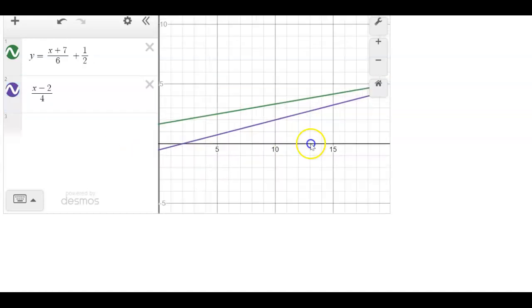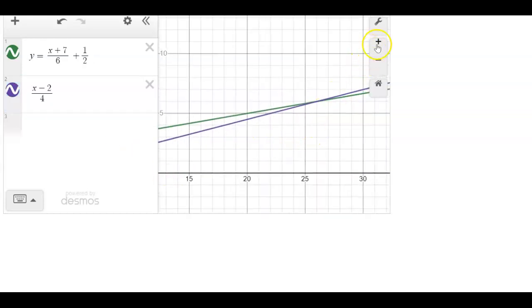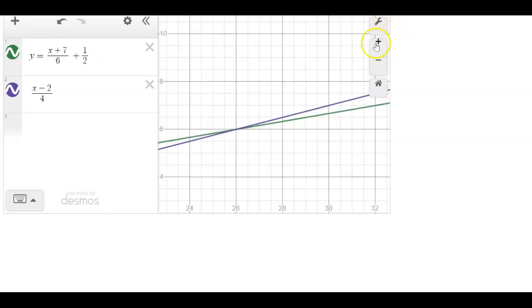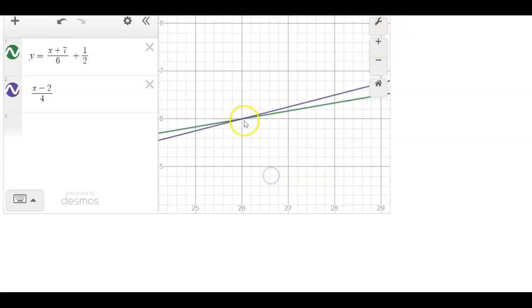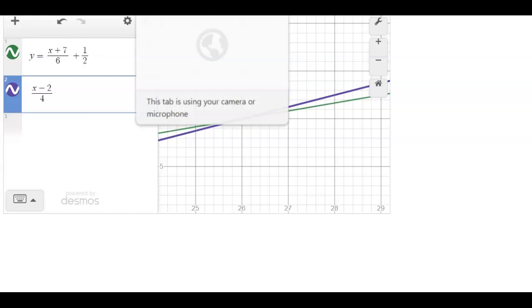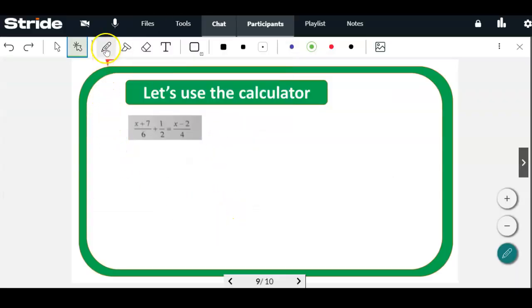Okay, so it looks like we need to scroll over, maybe zoom in a little bit so we can see where this crosses. So 26 is the correct answer. So x would be equal to 26 here. Make sure you understand how to use that calculator.